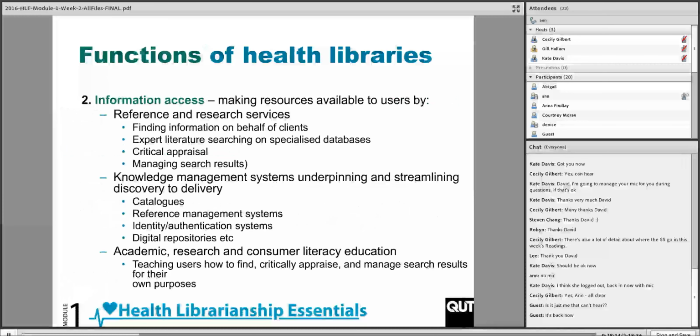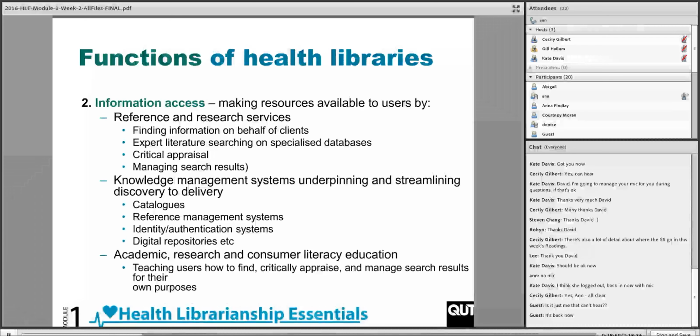The second one is actually about information access. So how do you make those collections, those information resources, available to your users? There are a number of different ways. There are reference and research services, and you can see some of the activities that sit under that broad banner of reference work. There are knowledge management systems underpinning and streamlining the discovery to delivery of the resources. So all those systems, like our library management systems, catalogues and reference management systems, actually streamline that from the discovery to the delivery mechanism.